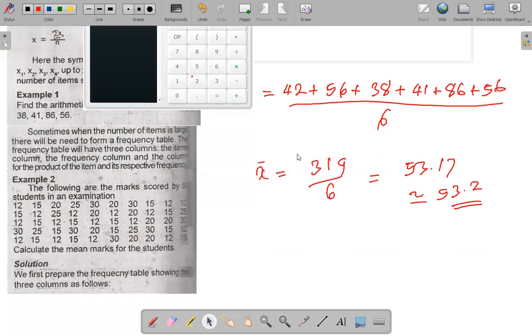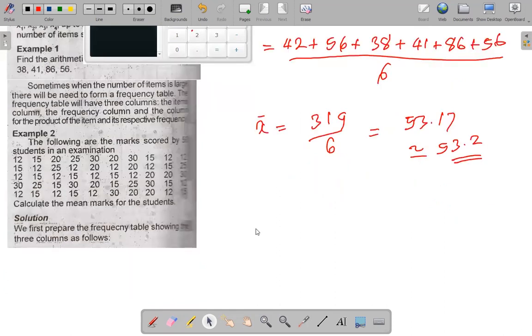So for data like this, you have an item appearing several times in the set of the data. To add all of this individually will take a lot of time. And even looking at this data, it's too large. We need to put it in a tabular form so we can see it at a glance, and then calculate the arithmetic mean for the data.